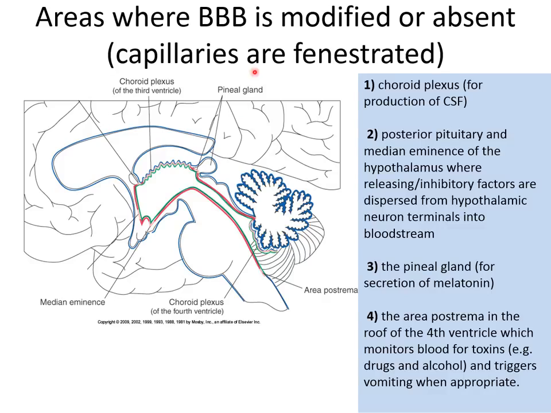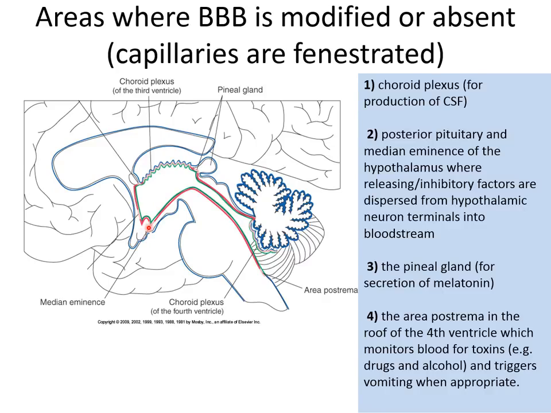There are a few places where the blood-brain barrier is less prominent, and capillaries are more fenestrated so that some materials can get through. And this is particularly in the area of the posterior pituitary, as we see over here, and various factors that are produced by the hypothalamus are able to get into the bloodstream.